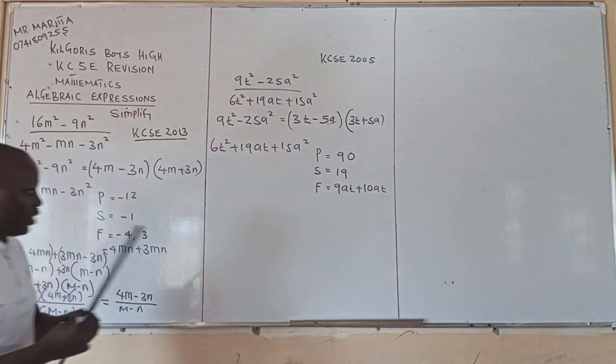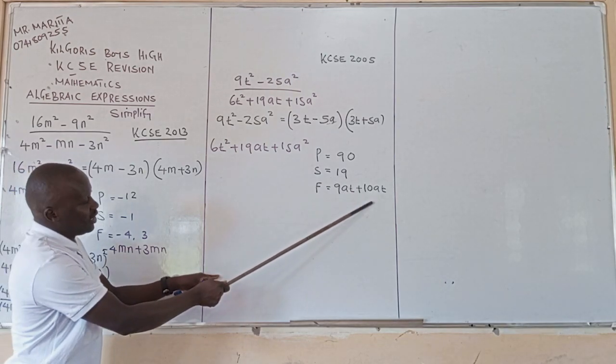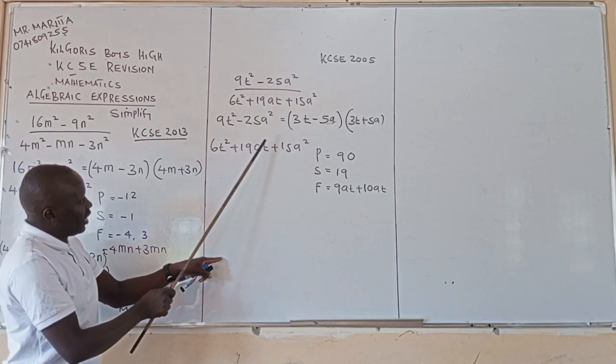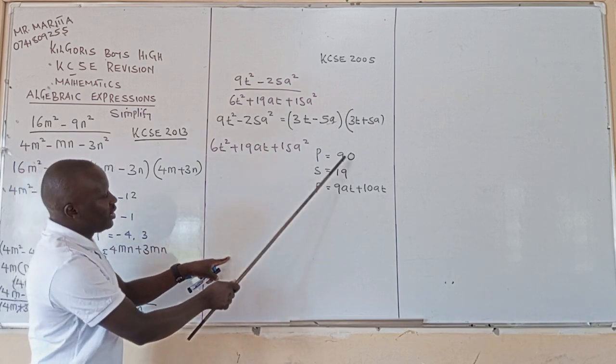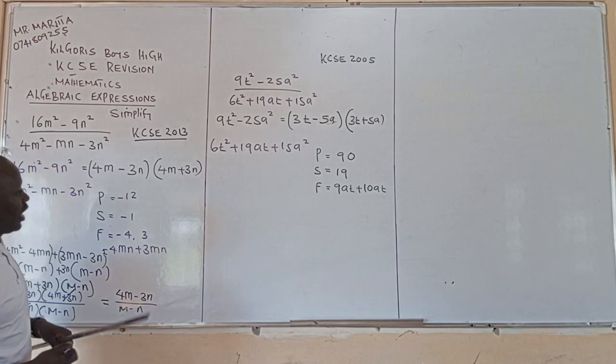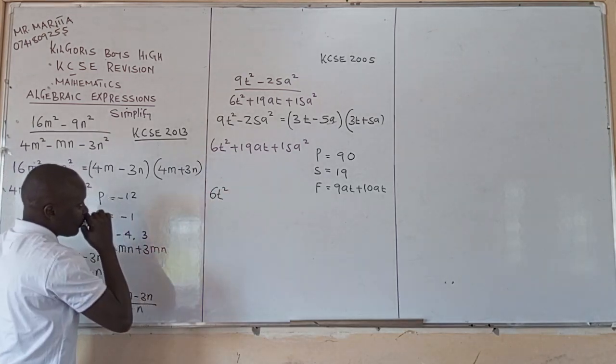Those are not the factors we have there, because 9at plus 10at gives us 19at. Then you take 9 times 10, which gives us 90. So you write it here as 6t squared.